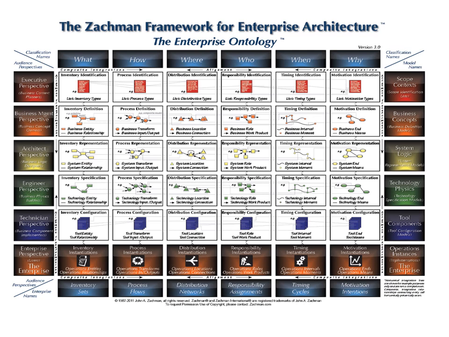In this way each row will tell about one thing or another. The first row tells about the executive perspective, the second row tells about the business management perspective, the third row tells about the architect perspective, the fourth row tells about the engineering perspective, the fifth row tells about the technician perspective, and the sixth row tells about the enterprise perspective.